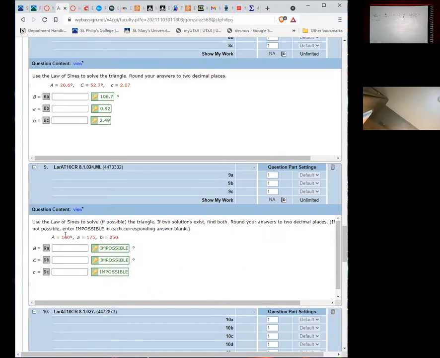So they give you only 1 angle and 2 sides. So this is the scenario where you could have 2 angles. But when you try to solve for, let's say, capital B, you're going to get an error, which means there is no triangle. So you just write impossible. Or on a test, you can just say there is no triangle. You're done, because you can't solve for it.